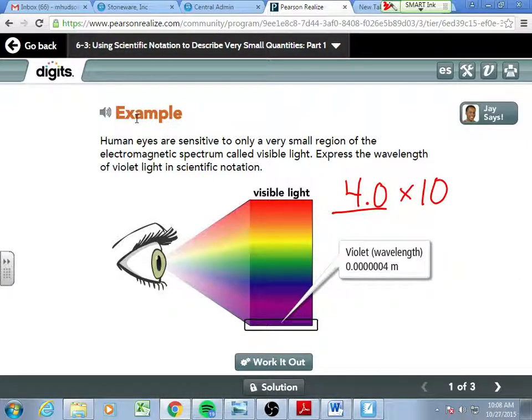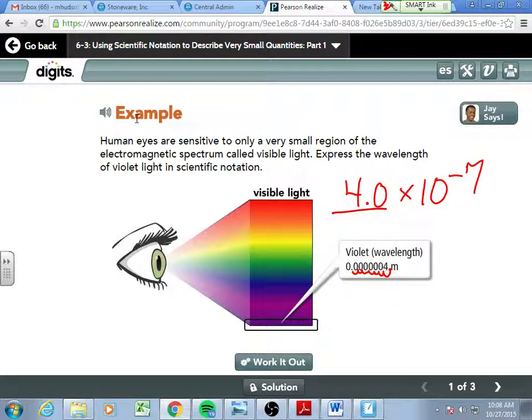Would it be 4.0 times 10 to the -7? Well, let's check. Once I put my decimal here, I need to come back to where it actually lives. 1, 2, 3, 4, 5, 6, 7. So you are absolutely right. It would be to the -7.